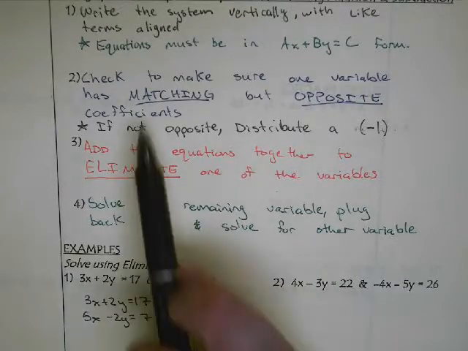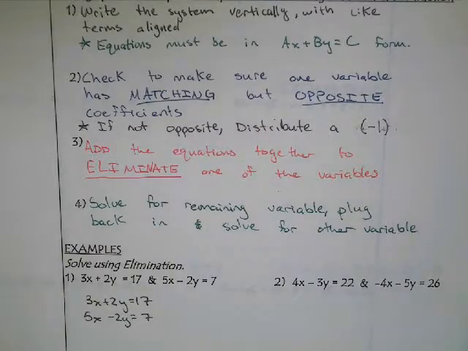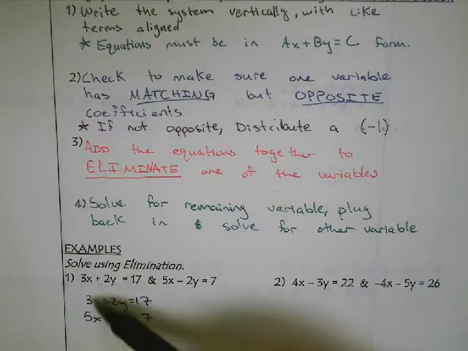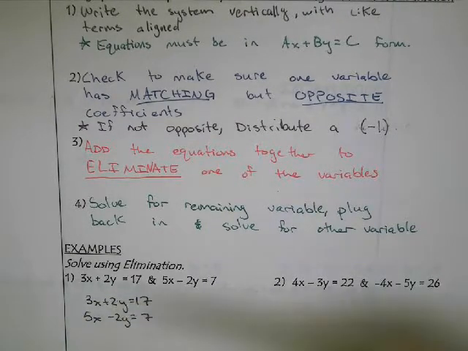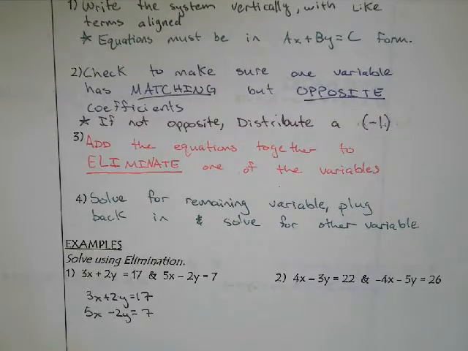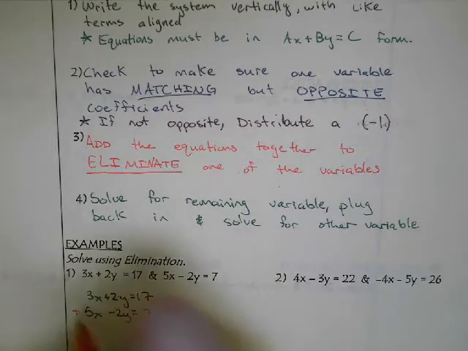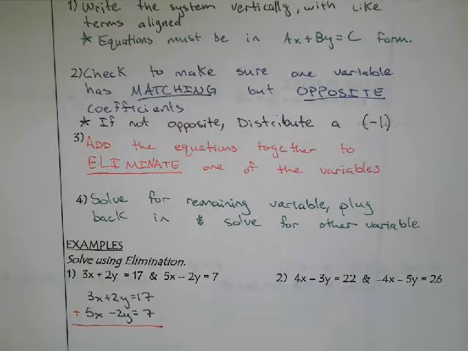Okay, step 2. Check to make sure one variable has matching but opposite coefficients. When we look at our x's, they're not matching, so let me move on and see if my other variable is matching. They are matching, I have two 2's, and they're opposite. So I'm good to go on that step. We got a yes, so we don't need to distribute the negative 1. Next step we'll do is add. We'll add these together, and one of the variables will eliminate. It will disappear. So let's add going straight down.